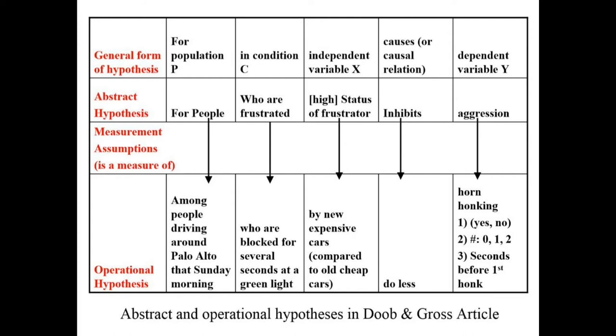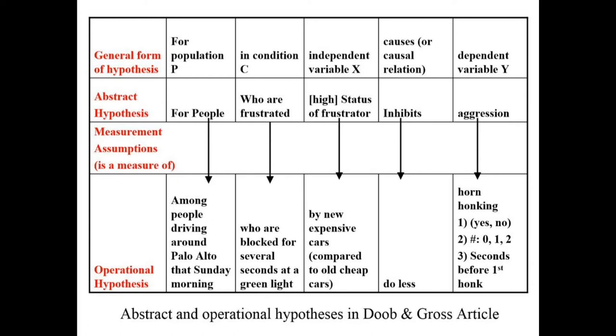Now, once you define the abstract form of your hypothesis, people who are frustrated, the status of the frustrator affects whether or not you're going to express aggression, you have to find a way to convert your variables into things that you actually measure. And so this is the question of what we call operationalization. How are you going to operationalize your variable? And operationalization is something that we always have to do.